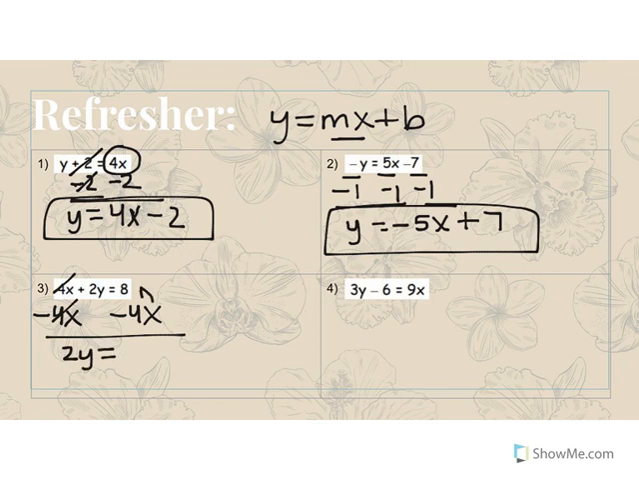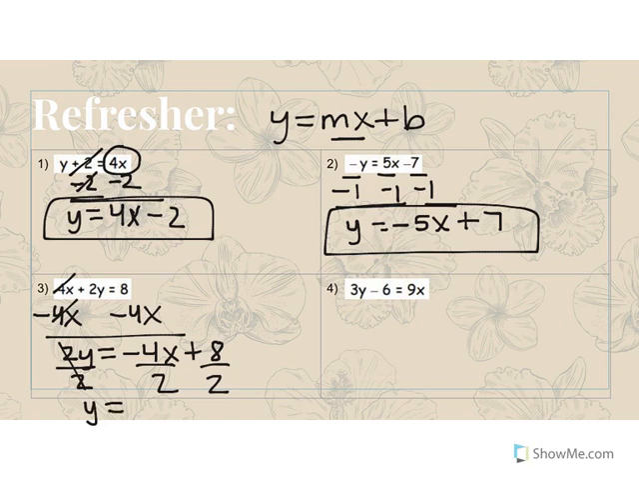I'm not allowed to combine these two because this 8 does not have an x, but that 4 does. So I can't combine those. Those are not like terms. So I now have a negative 4x plus 8. And then I need to get rid of that 2y. That 2 is being multiplied by y. So let's go ahead and divide everything by 2 so that we can divide that out, and that equals 1. 1 times y is just y.